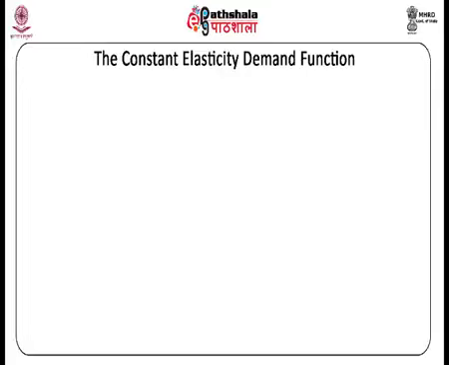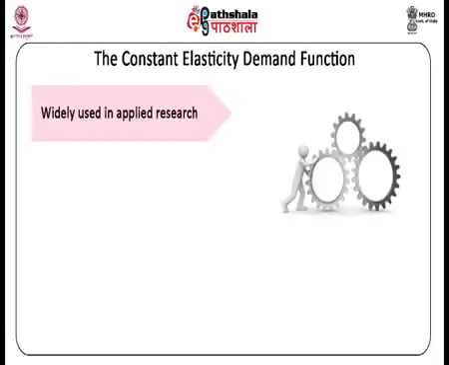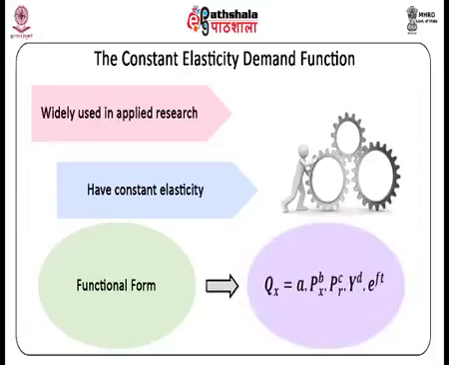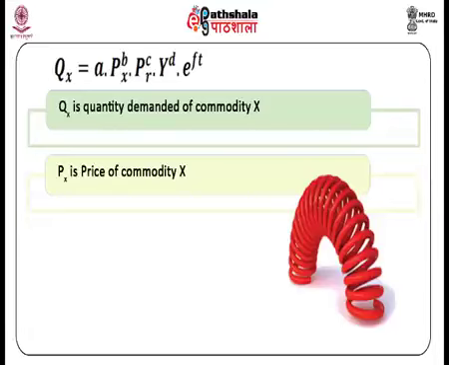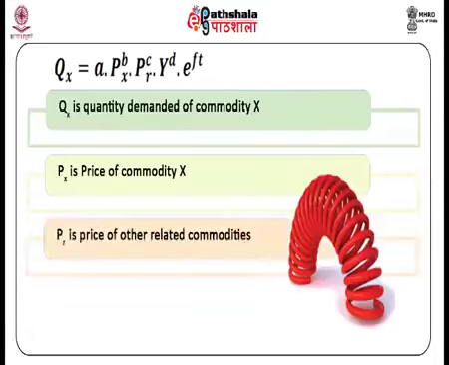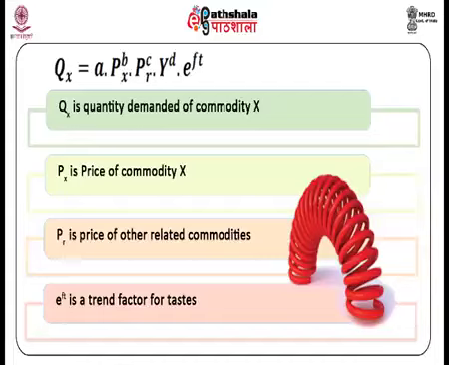The constant elasticity demand functions are the functions that are widely used in applied research and have constant elasticity. It can be written in functional form as Qx = A * Px^B * PR^C * Y^D * e^(Ft), where Qx is the quantity demanded of commodity X, Px is the price of commodity X, PR is the price of other related commodities, e^(Ft) is a trend factor for taste where e is the natural logarithm base.